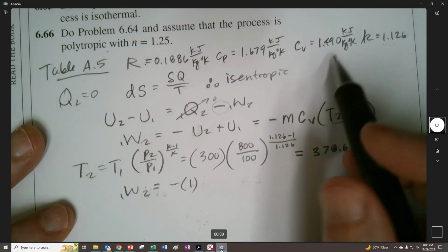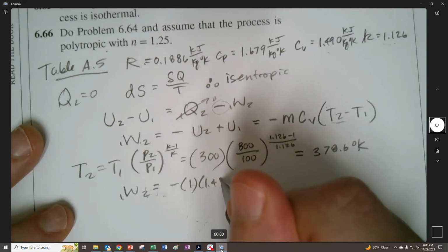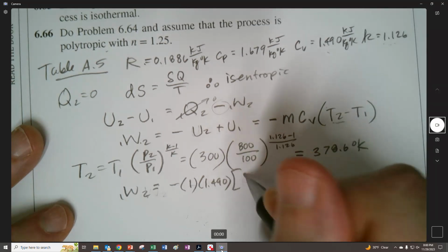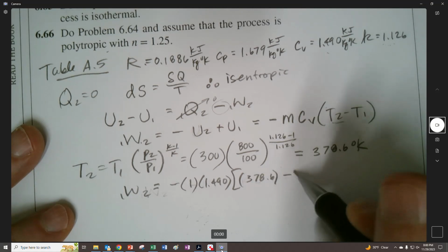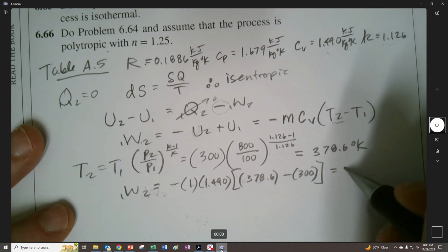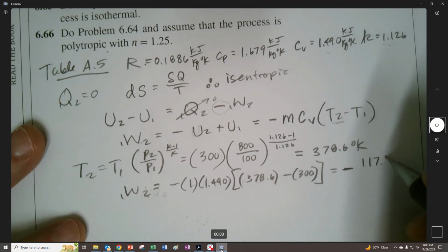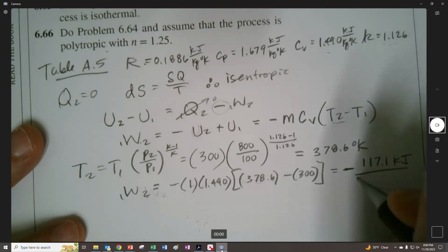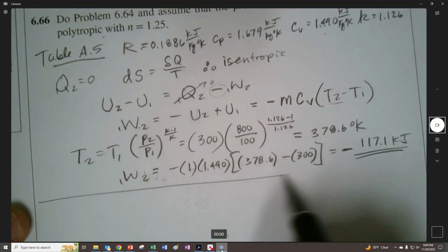CV, which is 1.490, and then 378.6 minus 300, and we end up with, and I'll just write it here as negative, and I wrote the number down already, 117.1 kilojoules. Okay. Now, so that right there was problem 646.